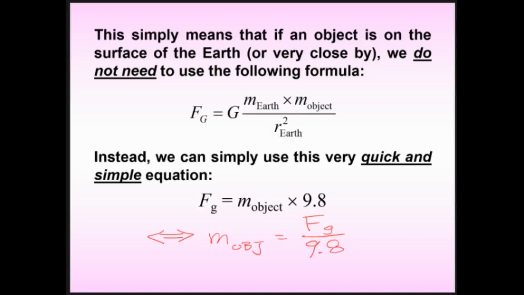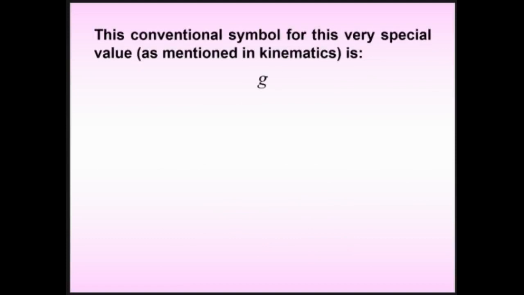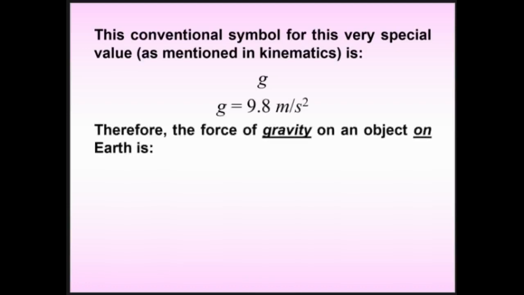Perfect. So last thing for today. Oh, one more. What's the conventional symbol for the gravitational acceleration? Small g. And what's the value of g? The famous 9.8. Yes. Therefore, what's the force of gravity on any object on Earth? Fg equals mg. That's the equation.